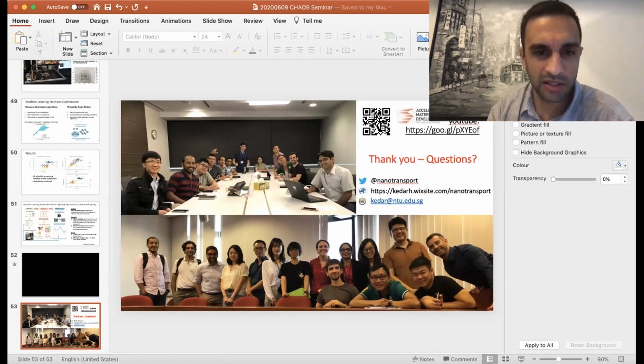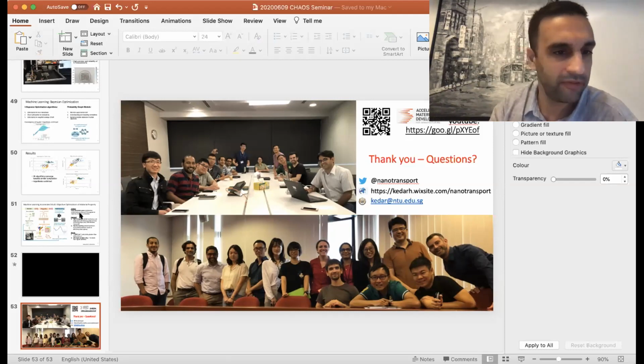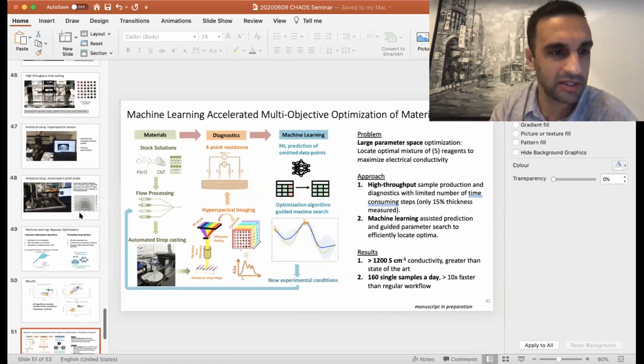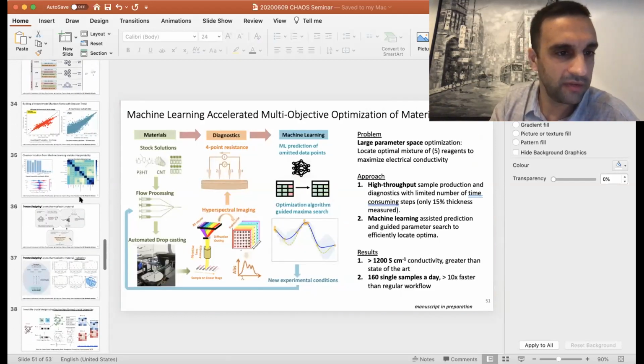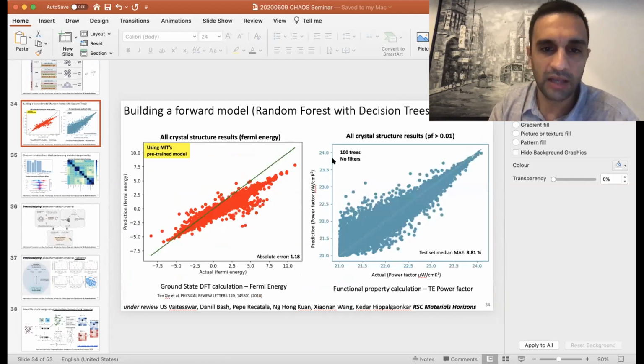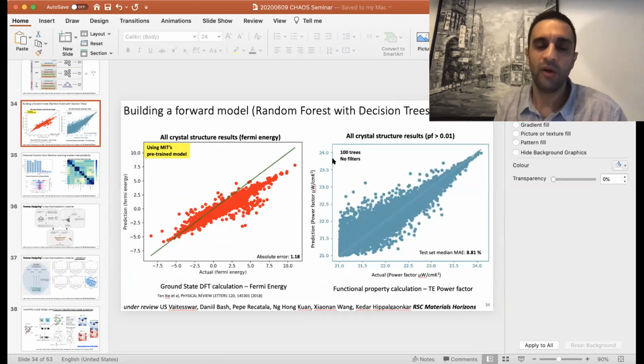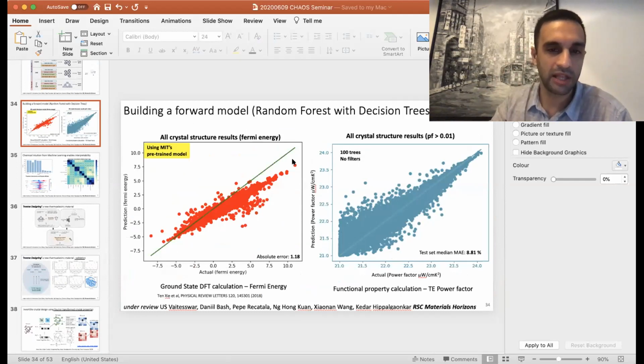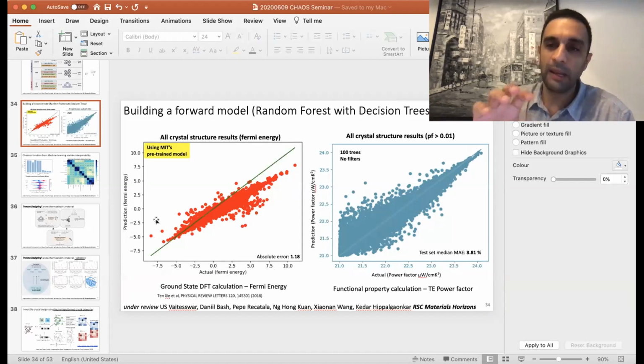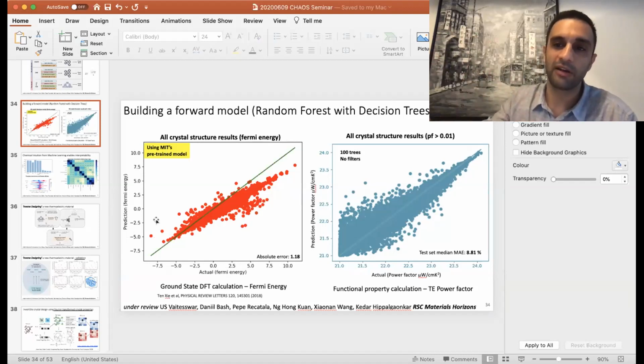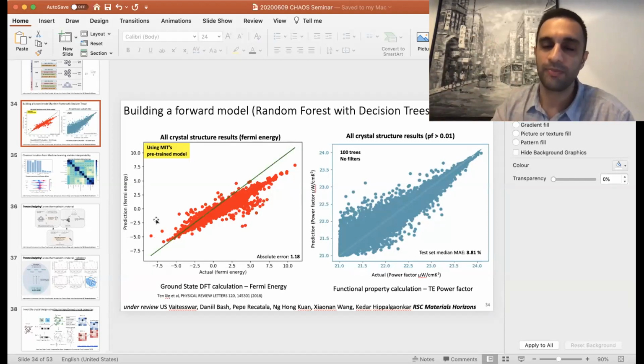Biswajit Nayak asks, slide 34, two different parameters are compared. Will absolute error differ if compared with same parameters? Slide 34. So essentially slide 34 is an extension of the ground state model. I hope you can still see my screen. So I'm looking at slide 34. On the left side, you have the prediction for a ground state Fermi energy. We can build upon that to predict the power factor, which is a functional property. So perhaps my explanation was not very clear in this case. So we're not really comparing these two.